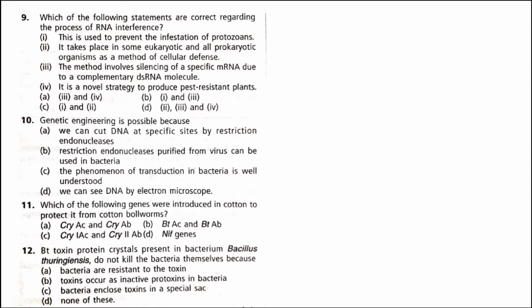Next, Bt-toxin protein crystals present in bacterium Bacillus thuringiensis do not kill the bacterium themselves because A. Bacteria are resistant to the toxin. B. Toxin occurs as inactive protoxin in bacteria. C. Bacteria enclose toxin in a special sac. D. None of these. So answer will be option B.